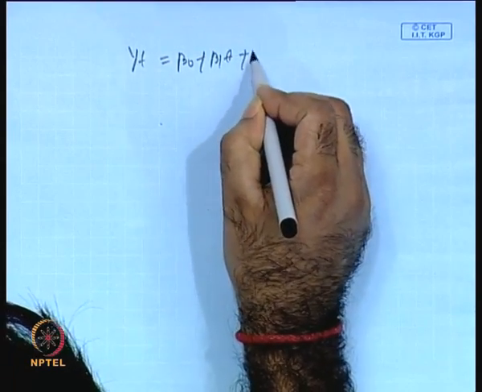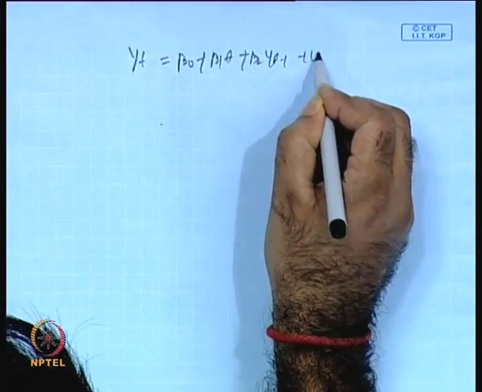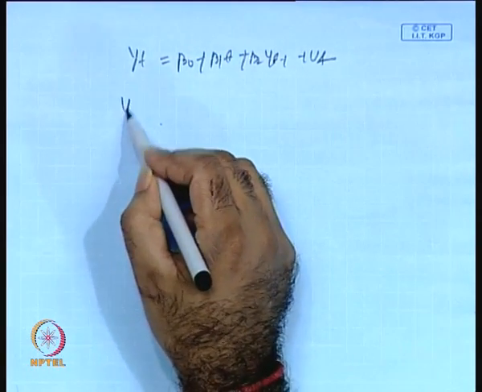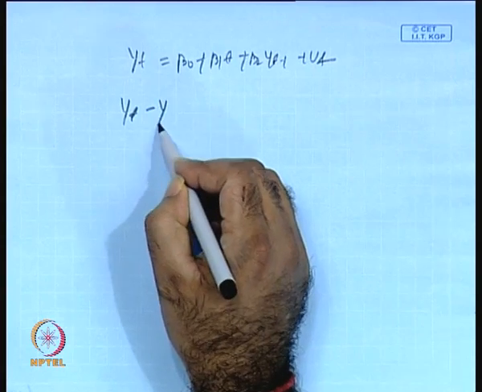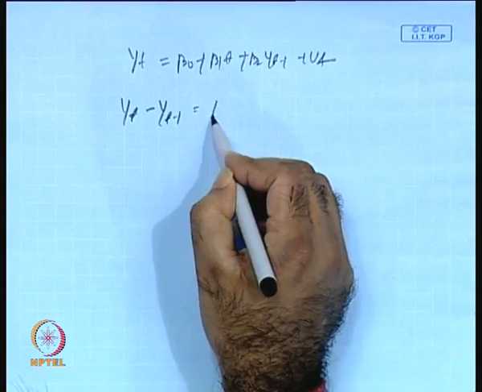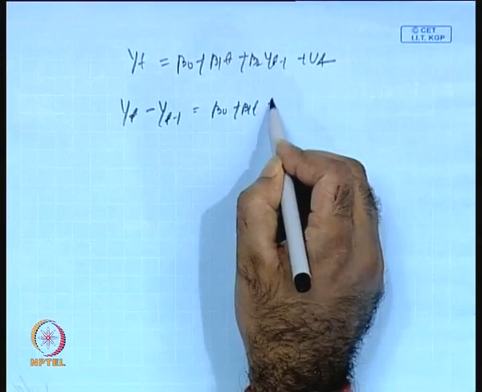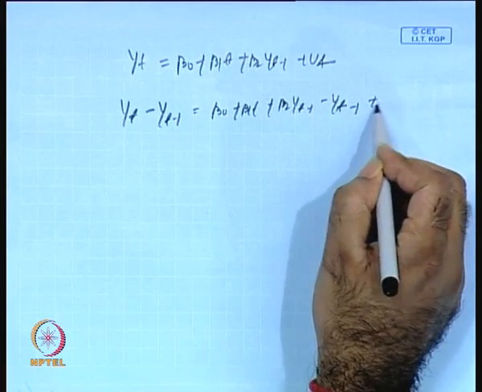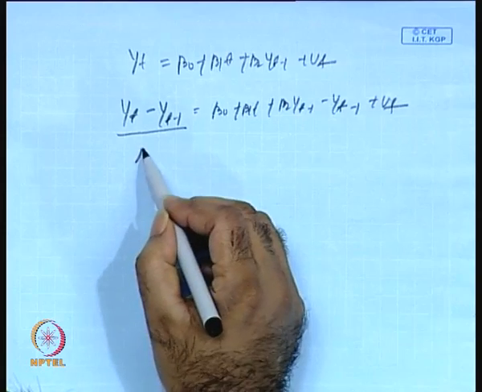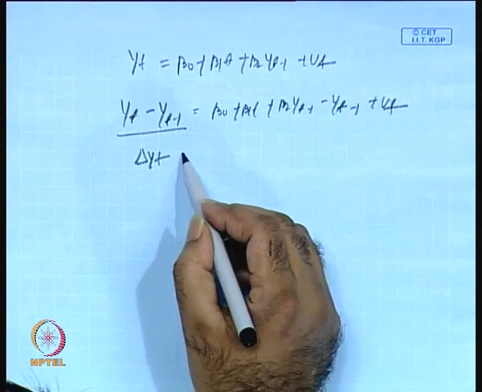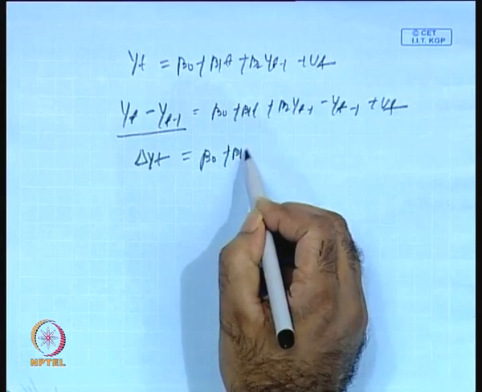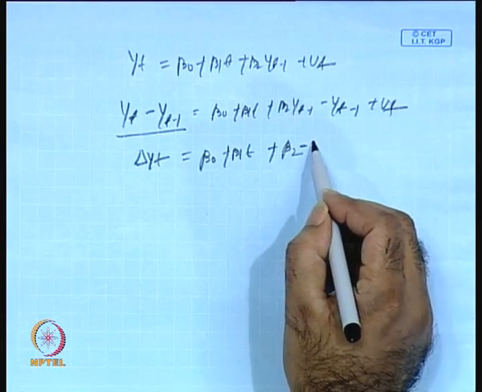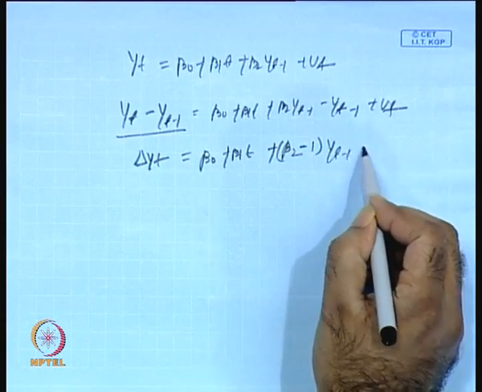Okay, deterministic trend. So, now we have the structure like this: yt equal to beta 0 plus beta 1 t plus beta 2 yt minus 1 plus ut. Okay. So, in this model, what we will do is subtract yt minus 1 from both sides. Okay. So, equal to beta 0 plus beta 1 t plus beta 2 yt minus 1 minus yt minus 1 plus ut. Okay. So, this I will call delta yt. Okay. So, this is delta yt: beta 0 plus beta 1 t plus beta 2 minus 1 into yt minus 1 plus ut.